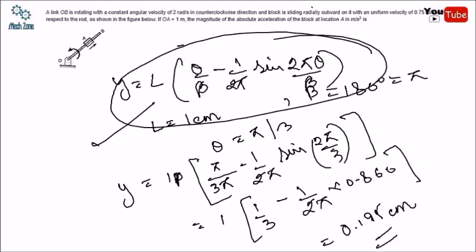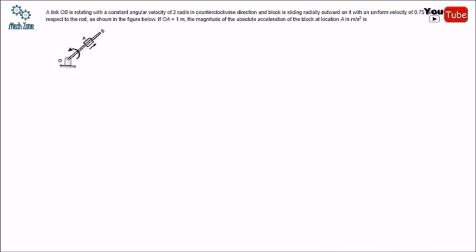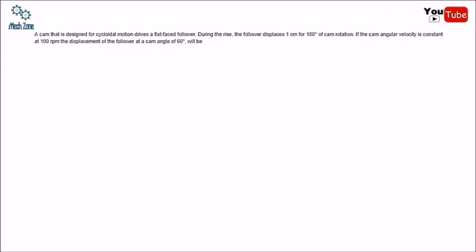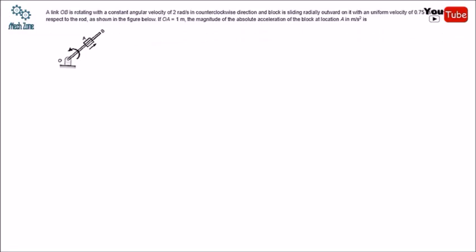Okay, so in this question, just let me check, I have not skipped any questions, I hope. Yes, I have not skipped any. So the link OB is rotating with a constant angular velocity of 2 radians per second in the counterclockwise direction, and a block is sliding outward on it with a uniform velocity of 0.75 meter per second with respect to the rod as shown. The magnitude of the absolute acceleration, now again we have to find out the magnitude of the absolute acceleration.